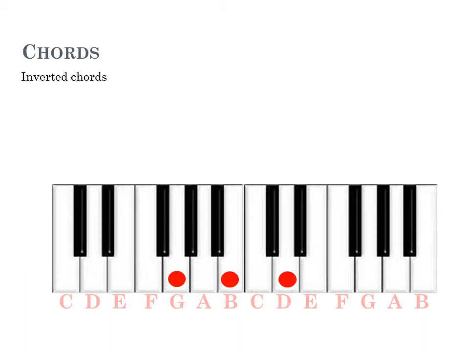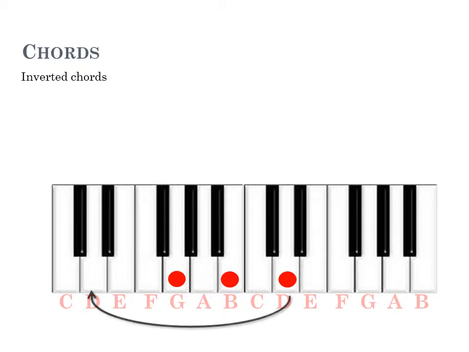So on the keys here you can see the notes, the G, the B, and the D. So it makes a G major. And you can move any of these notes to anywhere and it will still remain a G chord as long as you move it to another note with the same name.